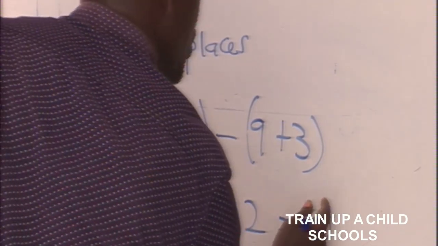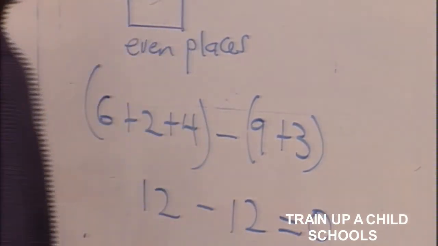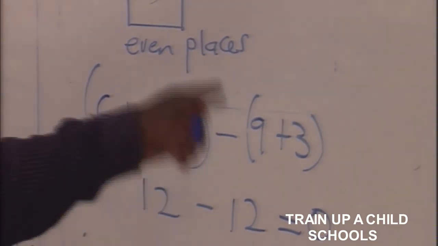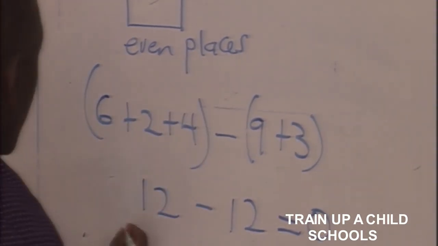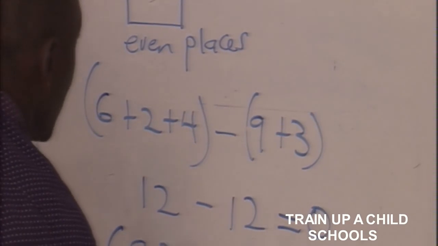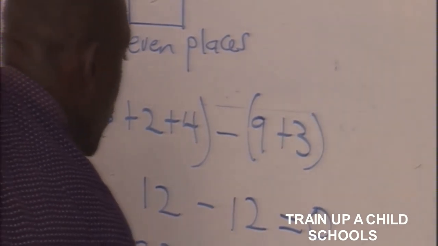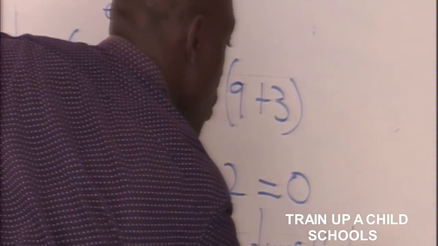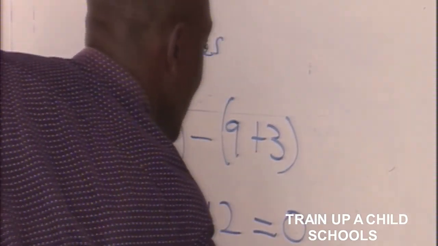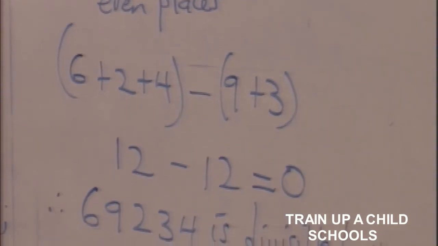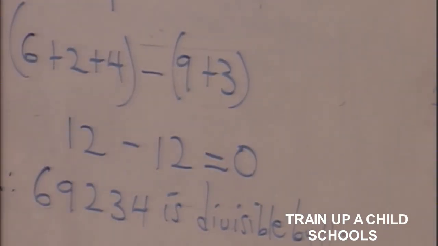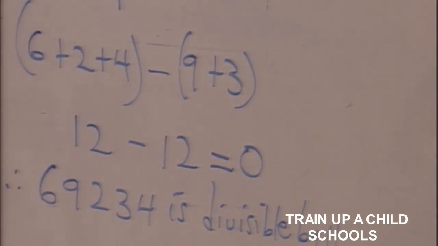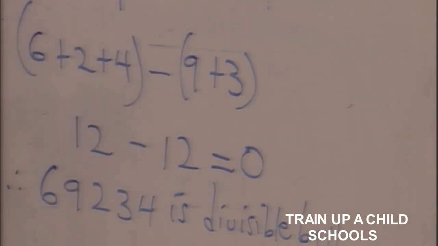So now that has brought a 0, we say it should either be a 0 or a multiple of 11. If it has brought a 0, you conclude and say, therefore, 69,234 is divisible by 11. If you had brought a multiple of 11, it will also work. So like 11, 22, 33, like that. But now it has brought a 0, which is within the rules.